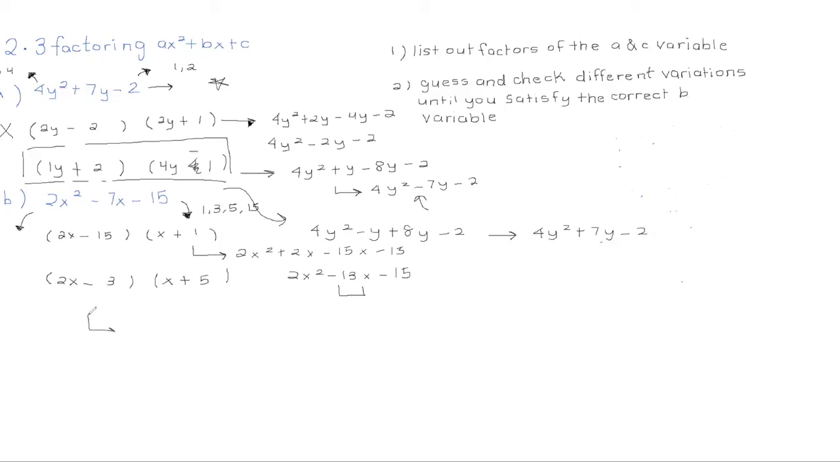If we were to unfoil this, we would get 2x squared plus 10x minus 3x minus 15. And if we were to condense this further, we would get 2x squared plus 7x minus 15. Notice how this sign is plus. That means that we used the incorrect operations in this situation, so we must reverse the operation signs. So this should be plus, and this should be minus. And if we were to redo this, we would get 2x squared minus 7x minus 15.